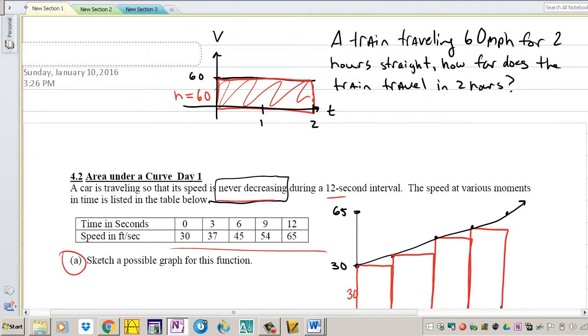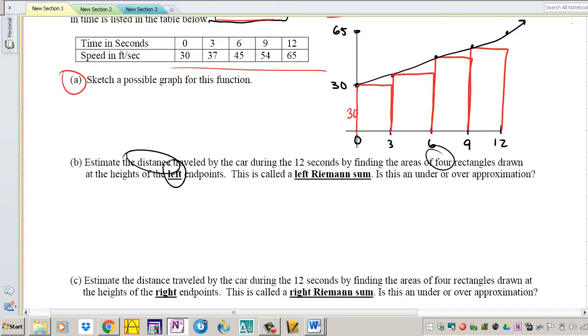So let me use black instead. 37. The height at 6 is 45. The height at 59 is 54. And finally, 65, the height for this long black line here.